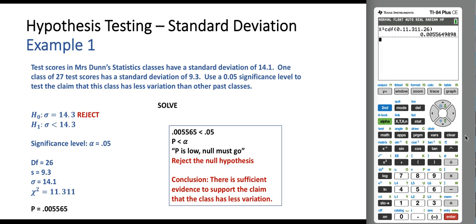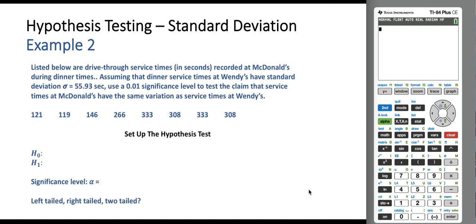Okay, let's look at another example. In example 2, listed below are drive-through service times in seconds recorded at McDonald's during dinner times. Assuming that dinner service times at Wendy's have standard deviation of sigma equals 55.93 seconds, use a 0.01 significance level, or 1% significance level, to test the claim that service times at McDonald's have the same variation as service times at Wendy's.